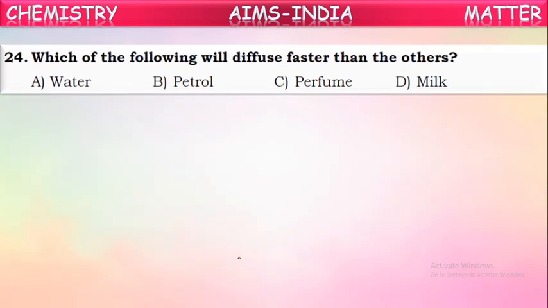Next, which of the following will diffuse faster than others? So which can diffuse faster? Generally, gases. Gases actually have this property of diffusion. So gases can diffuse faster. Observe in the given options which is a gas that can diffuse faster. What about water? Water is a liquid substance. It can flow but it cannot diffuse. What about petrol? It is also a liquid. It can also flow but not diffuse. Milk is also a liquid which can flow but not diffuse.